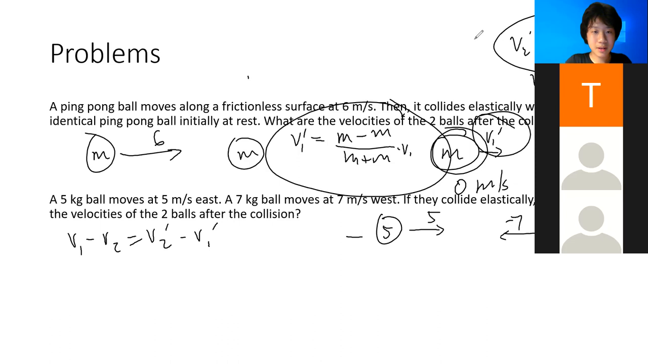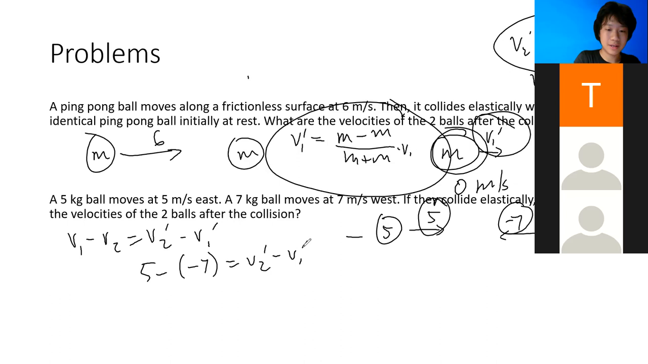Okay? So let's set this as V1, this as V2. So 5 minus negative 7 equals V2 prime minus V1 prime. 12 equals V2 prime minus V1 prime. So if we rearrange, we get V2 prime equals 12 plus V1 prime.